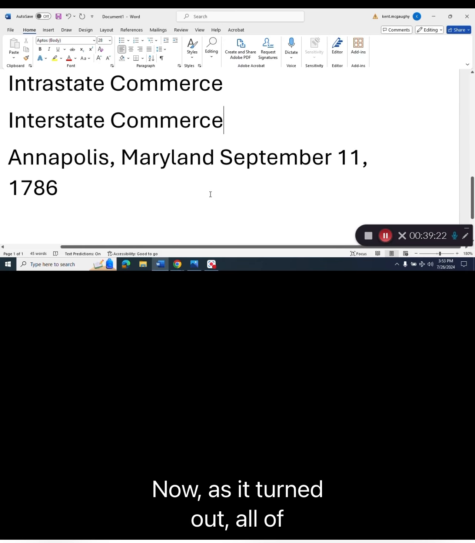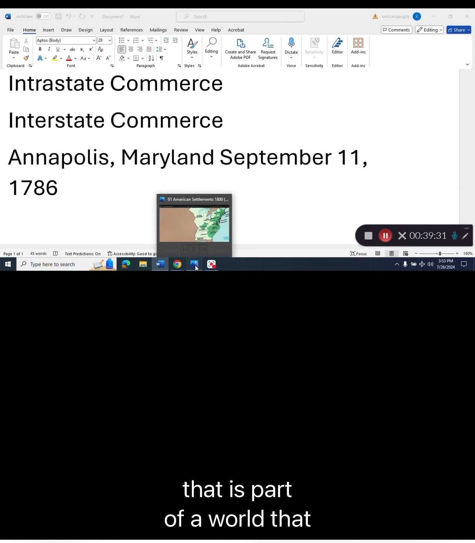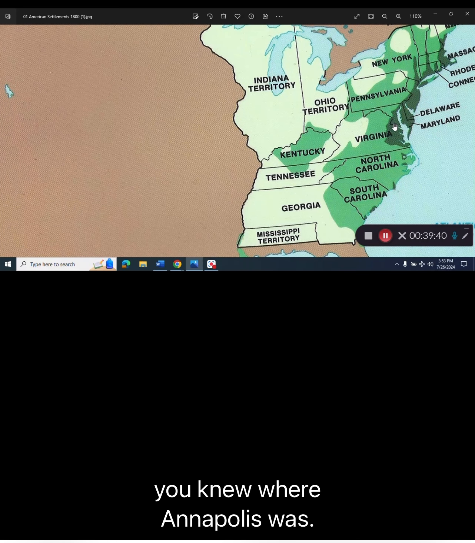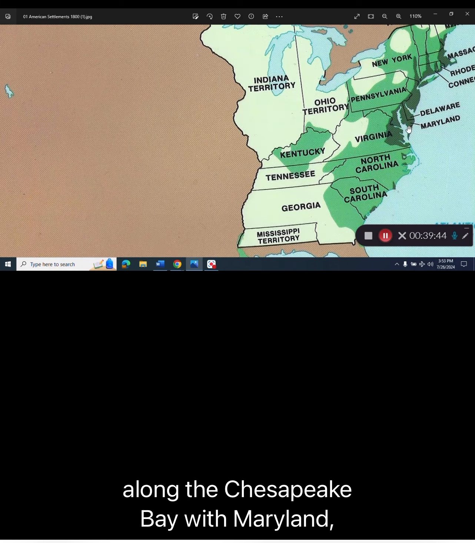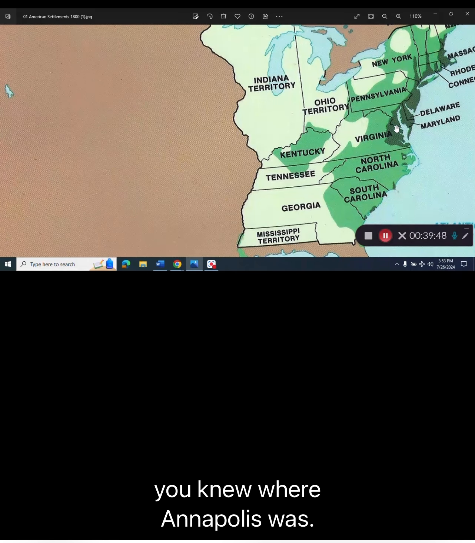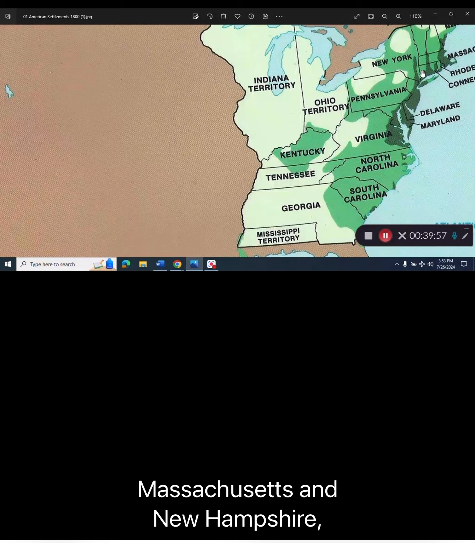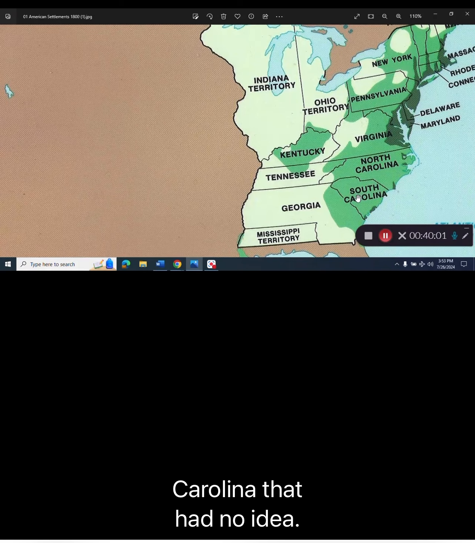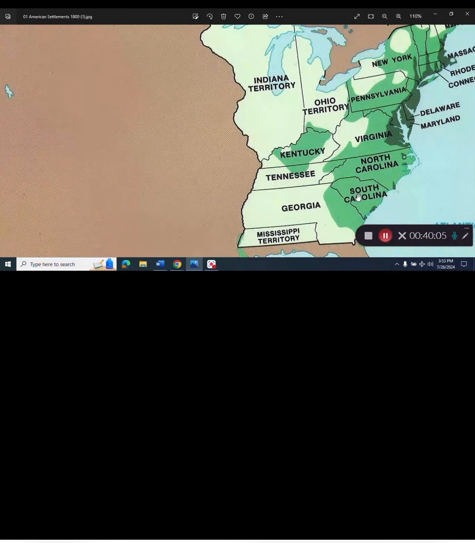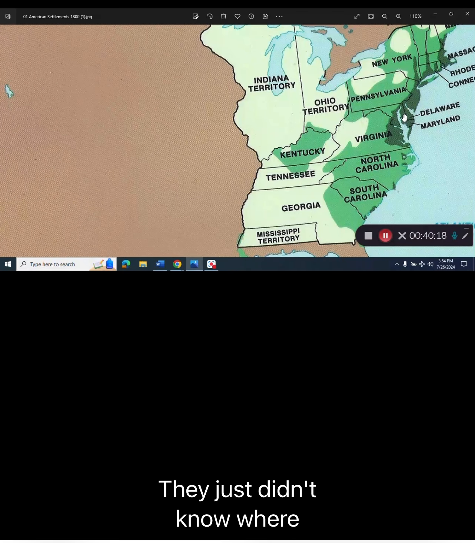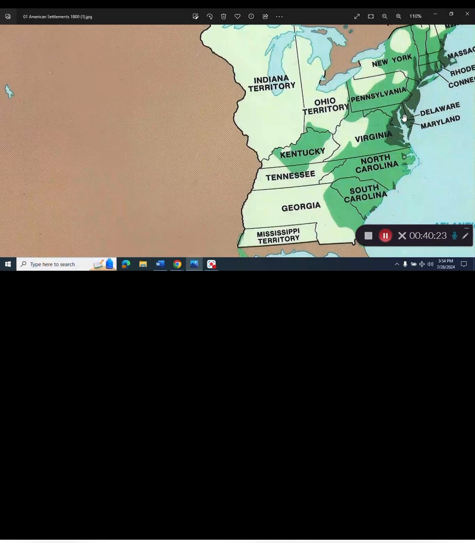Now, as it turned out, all of those states that didn't show up, they were trying to show up. But again, this is something that is part of the world that it's hard for us to relate to. If you lived in Maryland, you knew where Annapolis was. If you lived in Virginia, right along the Chesapeake Bay with Maryland, you knew where Annapolis was. But you had people from places like Massachusetts and New Hampshire, Georgia and South Carolina that had no idea where Annapolis was. So as it turned out, there were many other delegates from other states in the area. They just didn't know where Annapolis was located.